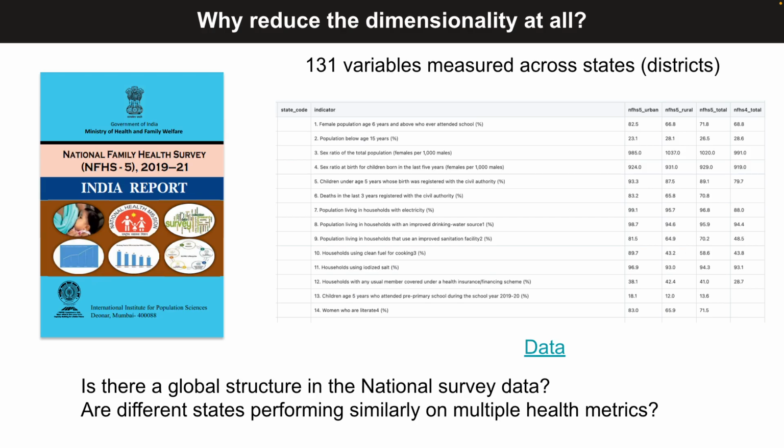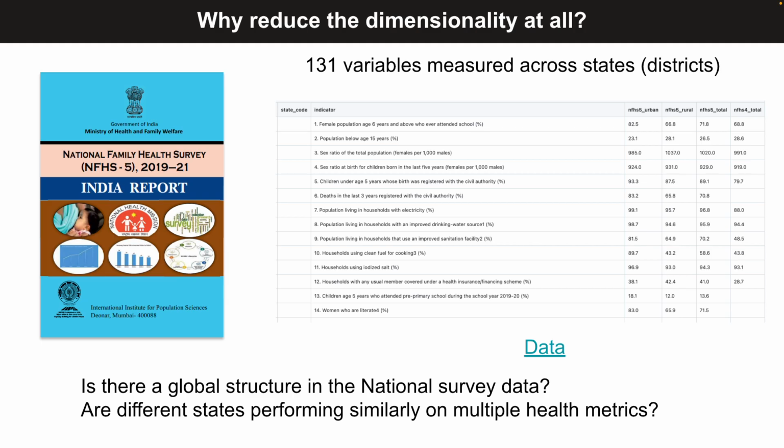The question that we're trying to ask is, there's too much data here, 131 variables, which is not a lot, but still a lot to visualize. So the first question I want to ask is whether there is a global structure in this data, in the sense that this data is measured across different states. When I measure this across all states, of course there will be something I can learn about India, right? Like whether certain states are clustering together, showing something similar, or performing differently or similarly on certain metrics? And what are these metrics? We will try to decode.